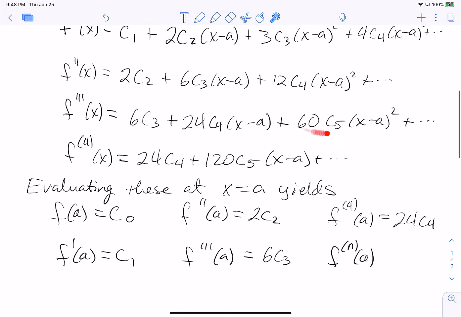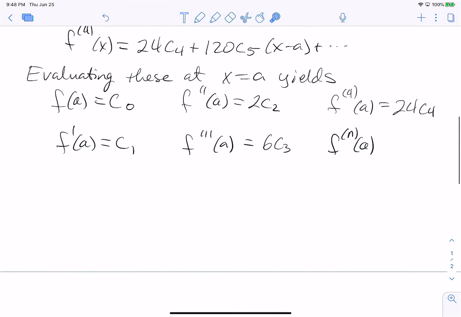Remember how we developed C sub 5 had a coefficient of 60, right? We started out with 5 and then 4 times 3 times 2, and then eventually, the 2 gives us 120 times 1. So the nth derivative of f evaluated at a is going to be n factorial C sub n. Now, we could take each of these, f of a equals C sub 0, f prime of a equals C sub 1. We could solve for all the c's, or we can do so in general. That's what we're going to do now.